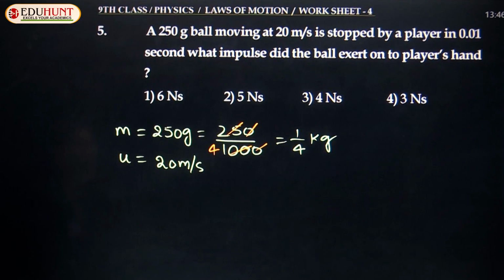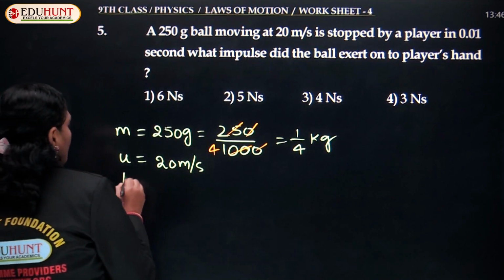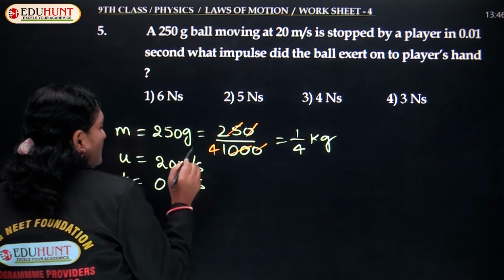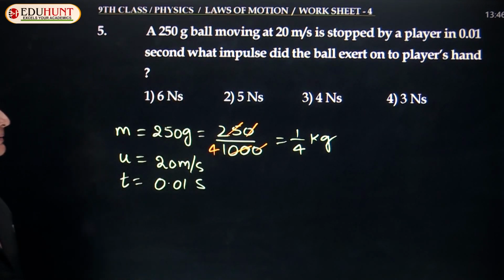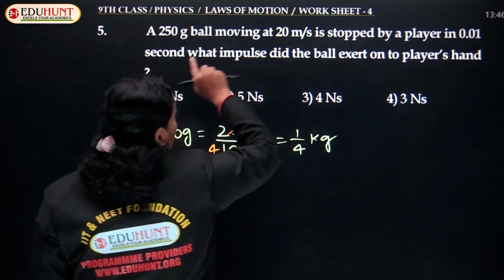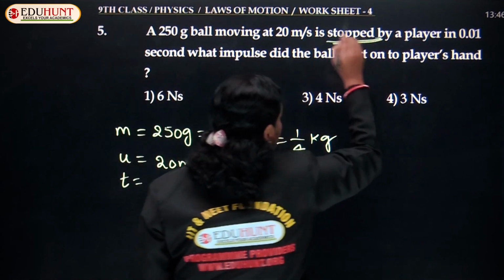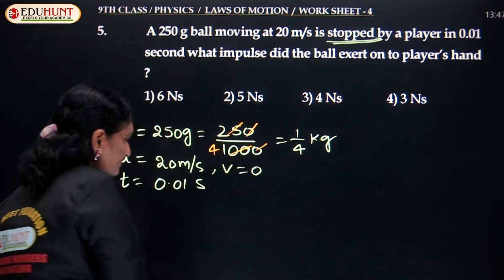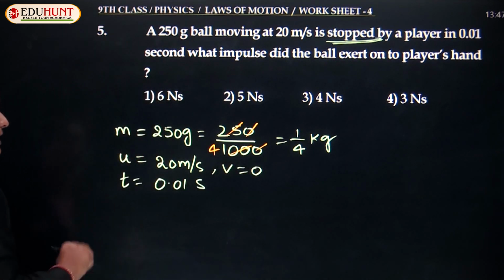Stopped by a player in 0.01 second. Time is given as 0.01 second. What impulse did the ball exert onto the player's hand? And what else is given? Is stopped. Stopped means final velocity is 0. You are asked to find out the impulse.